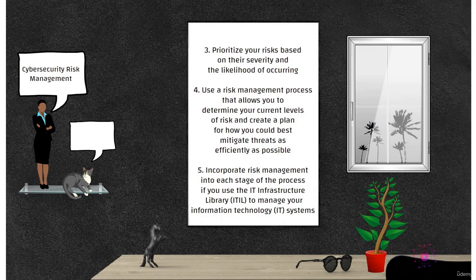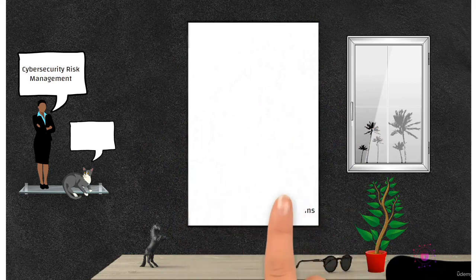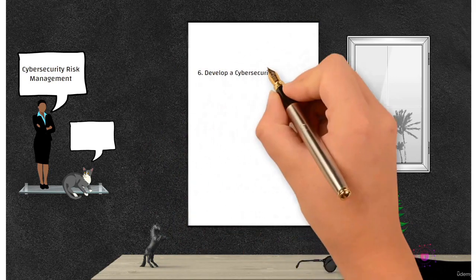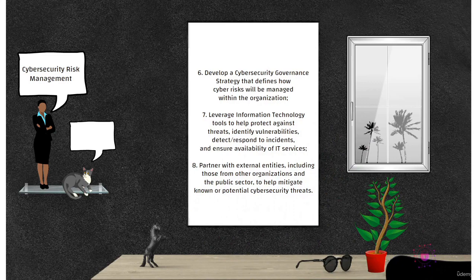5. Incorporate risk management into each stage of the process if you use the IT Infrastructure Library, ITIL, to manage your IT systems. 6. Develop a cybersecurity governance strategy that defines how cyber risks will be managed within the organization. 7. Leverage information technology tools to help protect against threats, identify vulnerabilities, detect/respond to incidents, and ensure availability of IT services. 8. Partner with external entities, including those from other organizations and the public sector, to help mitigate known or potential cybersecurity threats.